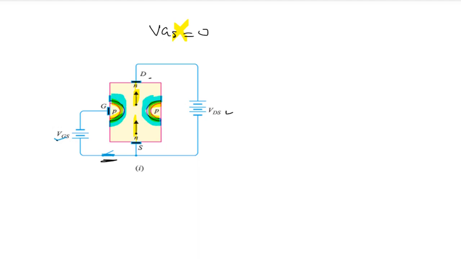So as I applied VGS, the width of the depletion layer is increased. Now what happened? The width of the channel gets decreased. Hence current from source to drain decreases. So that means ID decreases. ID gets decreased when I apply a VGS. So the current from source to drain can be controlled by applying a potential or electric field on the gate, on this terminal.